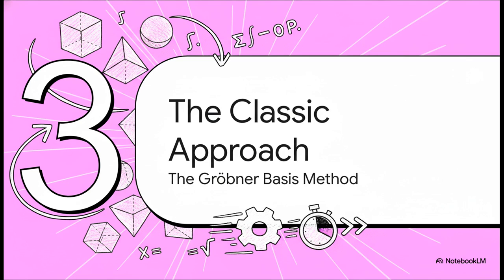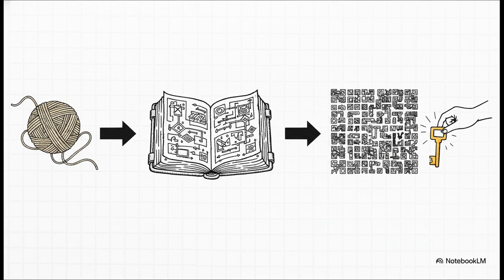So for years, how did scientists even begin to handle this incredible need for speed? Well, they pretty much relied on one single, powerful, state-of-the-art method. It's called the Gröbner basis method. And for a long, long time, this was the gold standard.